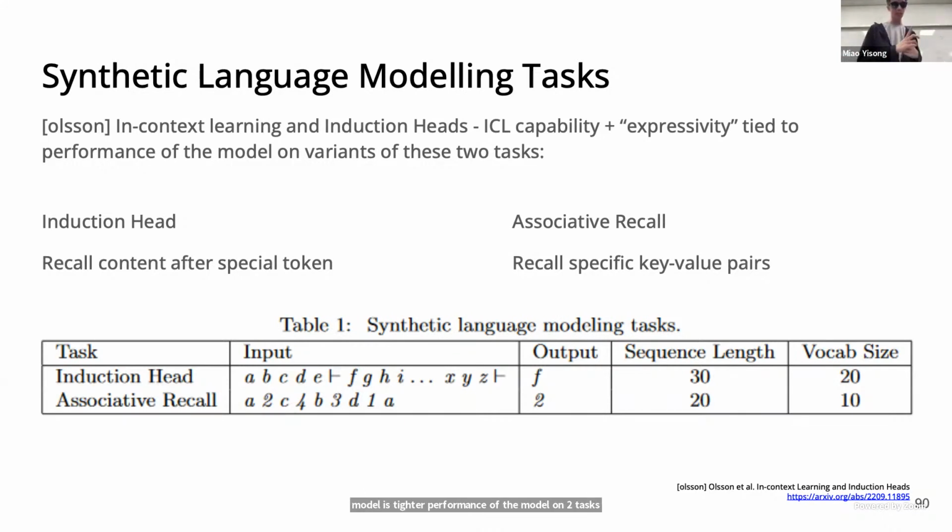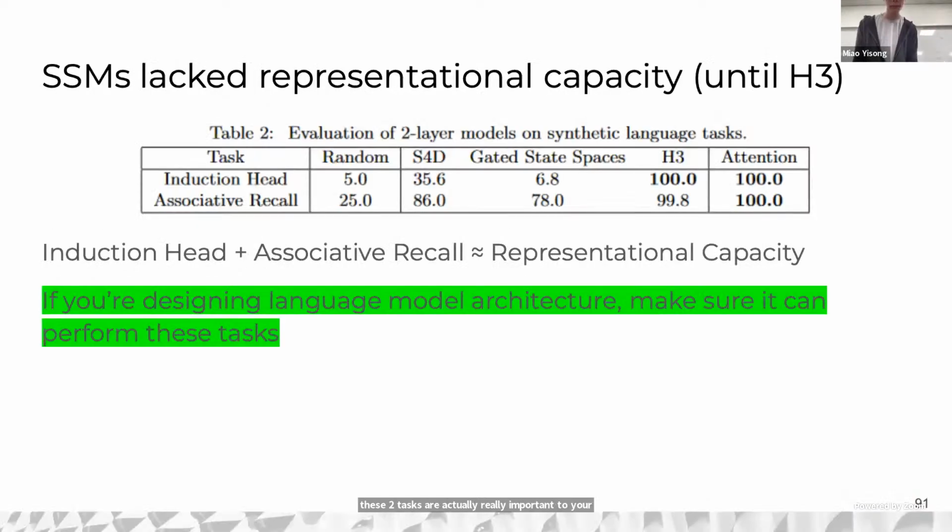So the first task is the induction head task. In the table, you see that it actually recalls content after a special token. The special token is that little symbol that's not a letter in the induction head. In order to recall the token immediately after it, the output will be F. So that's an example of the induction head task. And the second is associative recall, where you can recall specific key value pairs in the sequence. These two tasks are really important to your model functioning properly.